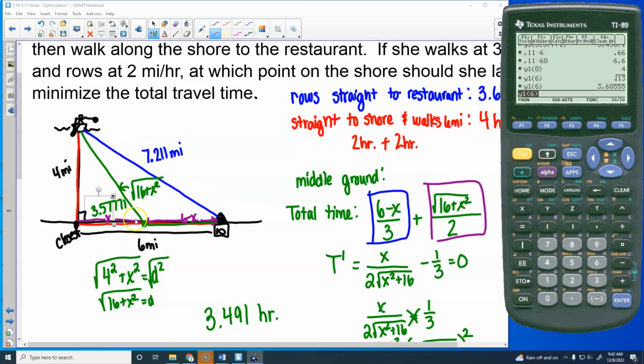But the quickest way for her to get there, because she can walk faster than she can row, is to go sort of like a middle ground spot here where she rows sort of diagonally but not all the way to the restaurant and then walks part of the way.